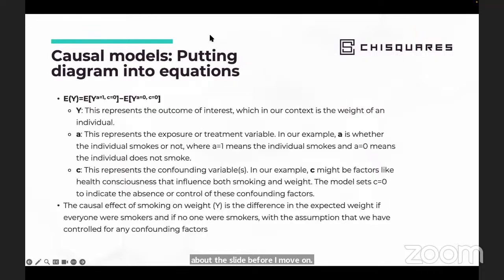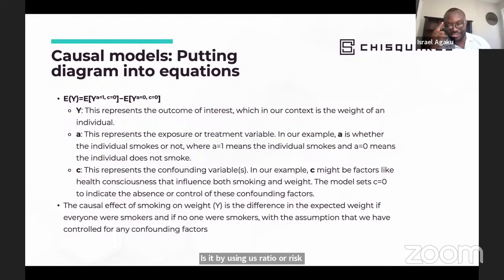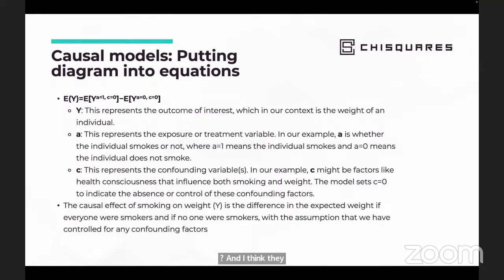Not this slide, but someone asked, how do you plot causal pi in a study? Is it by using odds ratio or risk ratio? No, you use your knowledge. And they're also asking if you could repeat the previous slide.